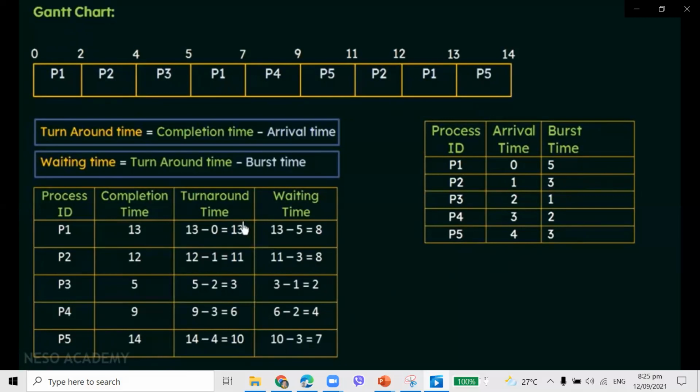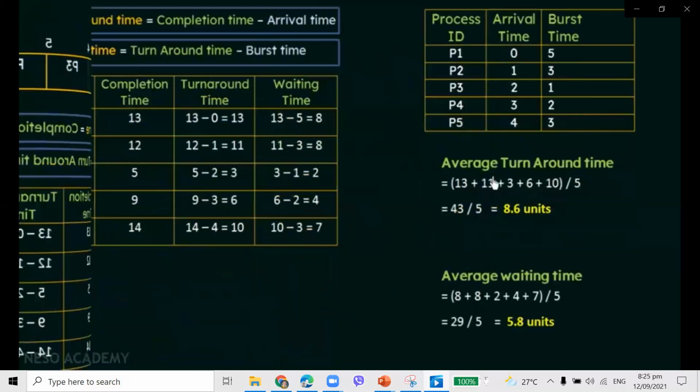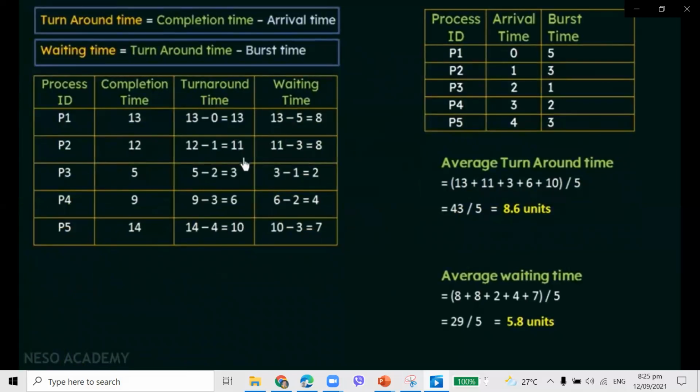So here we have calculated the turnaround times and the waiting times for this set of processes. Now it is easy to calculate the average turnaround time and the average waiting time. So let's see how we do that. So the average turnaround time is 13 plus 11 plus 3 plus 6 plus 10 divided by the number of processes, 5. That gives us 43 divided by 5, that is 8.6 units.